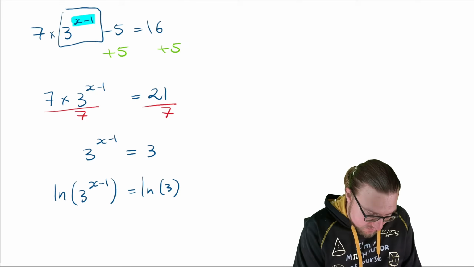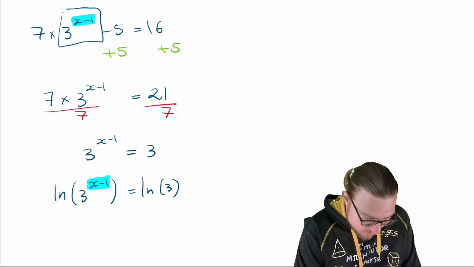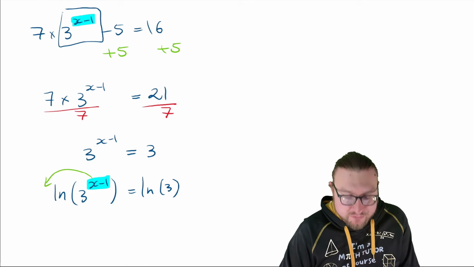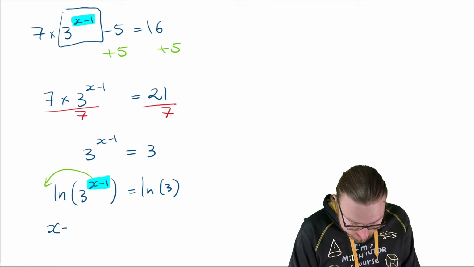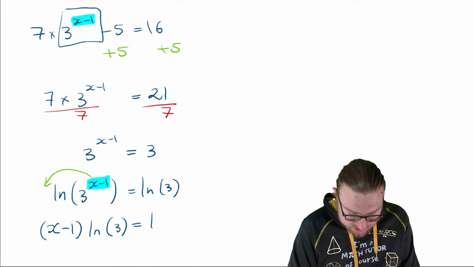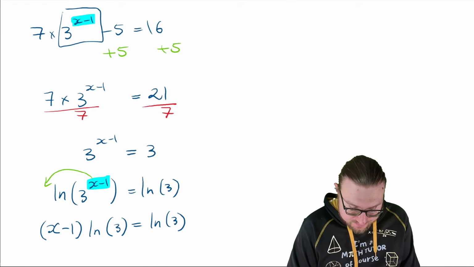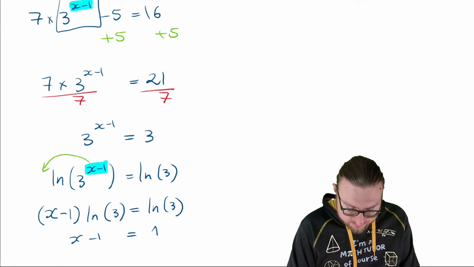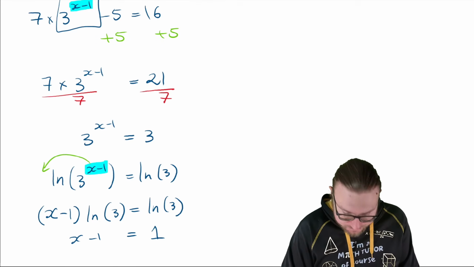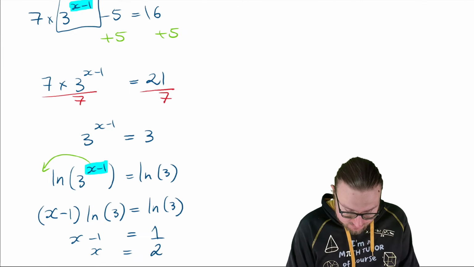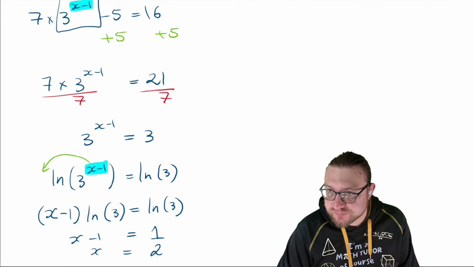And again, why do we do that? Because then we have a power that moves to the front. Every time we have log, the powers move to the front by multiplication. So we're going to get x minus 1 times the natural log of 3, which is the natural log of 3. Well, what are we going to do? We're going to divide both sides by the natural log of 3. Dividing it by itself will give us 1, and we can take the number home by doing plus 1 on both sides, which is x is equal to 2.